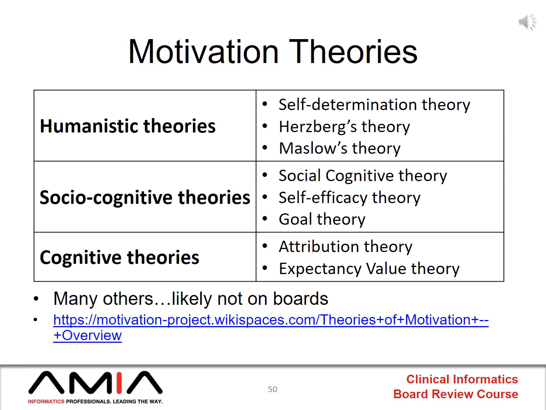Like many other concepts in Section 4 as a whole, there are a number of theories surrounding motivation and how it works. There are many theories on motivation as well as more categories of motivation theories than I have listed here. However, these three categories have some of the most commonly referenced motivation theories in healthcare. These include the humanistic theories, socio-cognitive theories, and cognitive theories. I've provided a web link at the bottom of the page if you want to dive into this in more detail. I've provided examples of the different theories within each category, and we will briefly touch on each one of these.